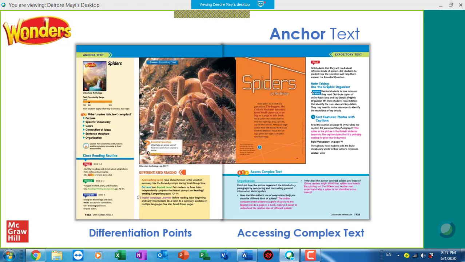Now, what is accessing complex text, or ACT as we call it? If you look on the left side of the screen, you will notice that we always list what makes a text complex. So there are many things that go into text complexity. Along the bottom of your teacher edition pages, you're going to see how we help you address those complexities. There will be times where your students will need that information. There will be times where they won't. But if you need to explain or facilitate a discussion so that students can be better able to access this text, that is exactly what the ACT feature does.